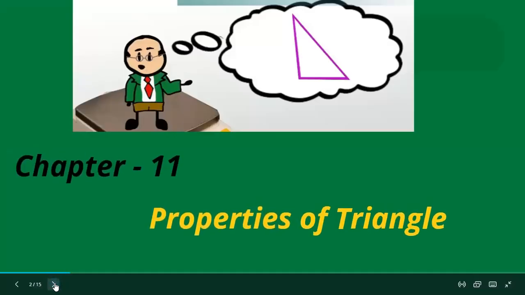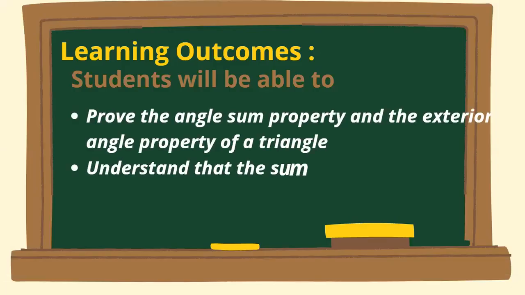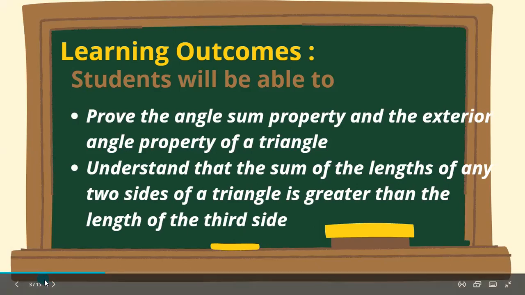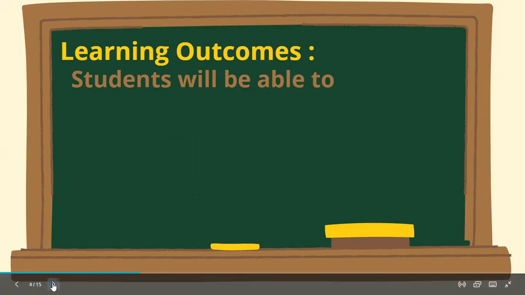Chapter 11, properties of triangles. At the end of this chapter, you will be able to know, through the angle sum property and exterior angle property of a triangle, and understand that the sum of the lengths of any two sides of a triangle is greater than its third side.